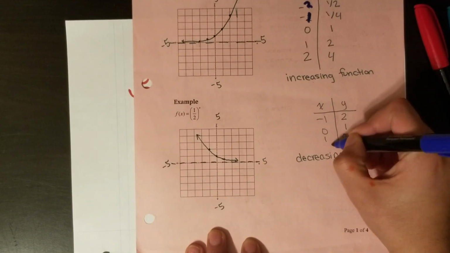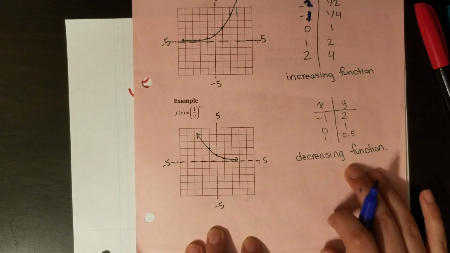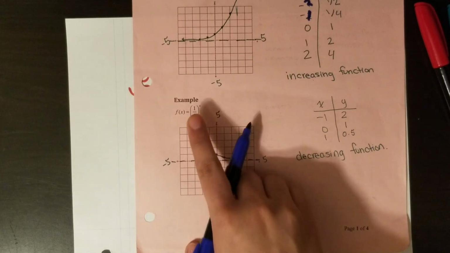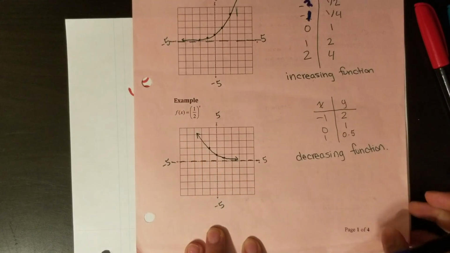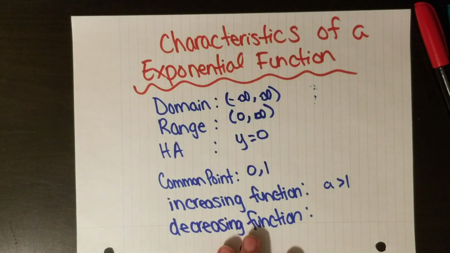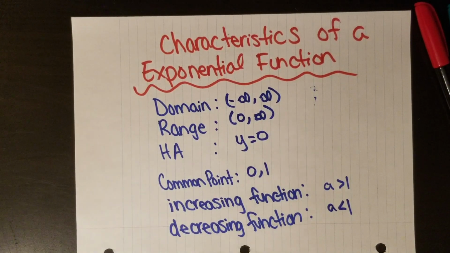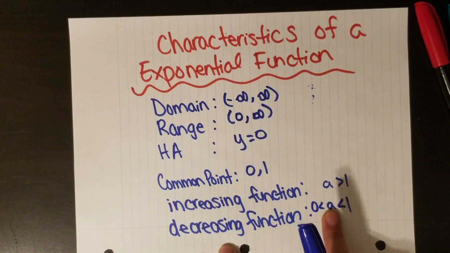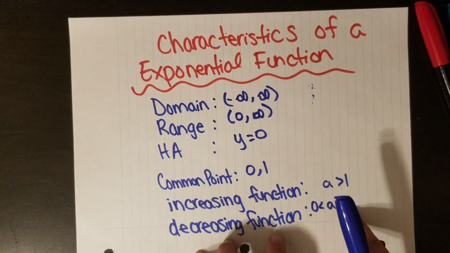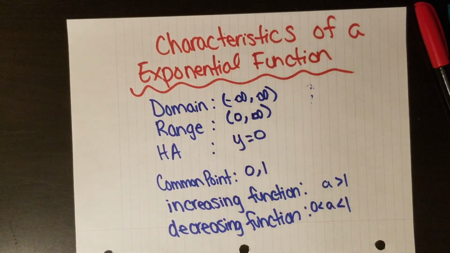Okay, but what about our other graph down here? As our x values increased, our y values decreased, and it was a decreasing function. But if we look at something right here, our a value was less than 1. So when our a value is less than 1, it's going to be a decreasing function. When our a value is in between 0 and 1, it's going to be a decreasing function. So basically when our a value is a fraction, it's going to be a decreasing function.